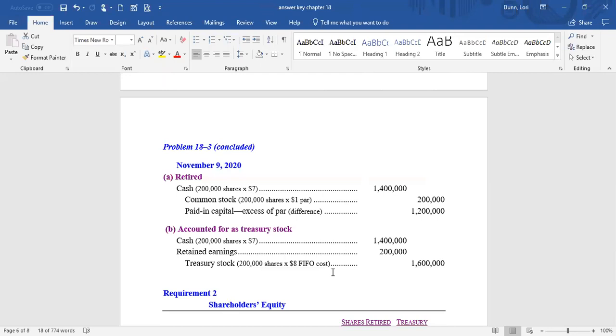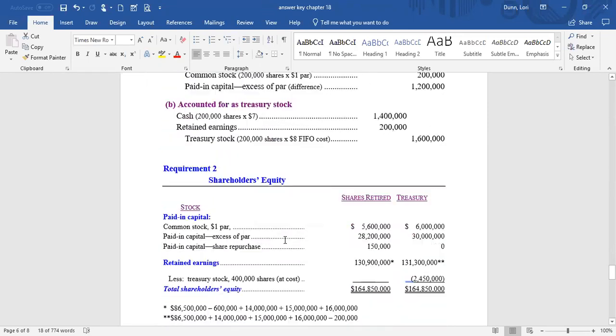So we took a loss, but we don't debit a loss account. We're not allowed to report this loss on our income statement. We debit retained earnings. Okay, we bypass the income statement and we just go right to retained earnings and decrease it. So two different ways of accounting for repurchasing shares. One, you retire them and then reissue them later. Two, you don't retire them and reissue them.